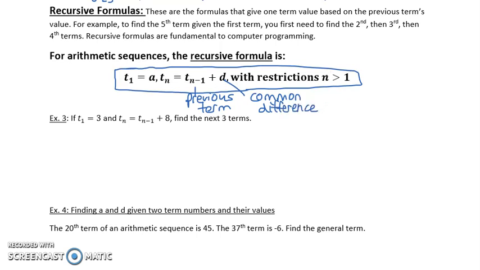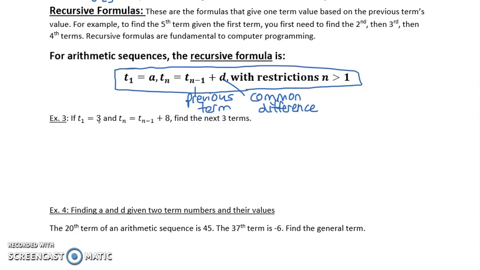And then the restriction here is that n has to be greater than 1. The reason it has to be greater than 1 is this right here, the n minus 1. If n was 1, then you'd have t of 1 minus 1, which would give you term 0, which you can't actually have. So the n value is going to be 2, 3, 4, 5, etc., but never 1 or less.